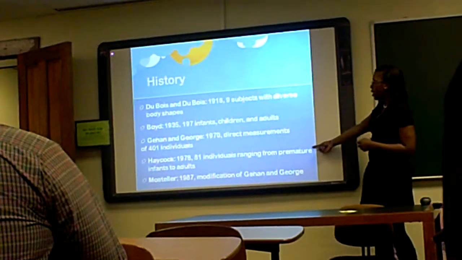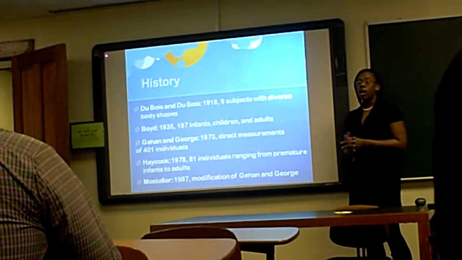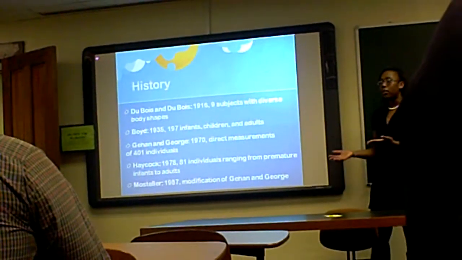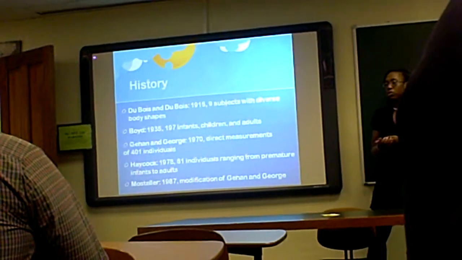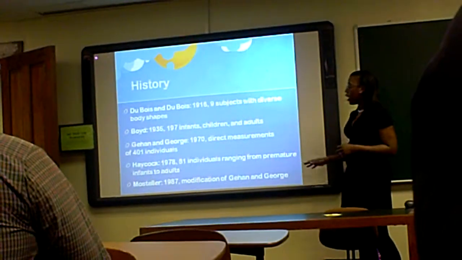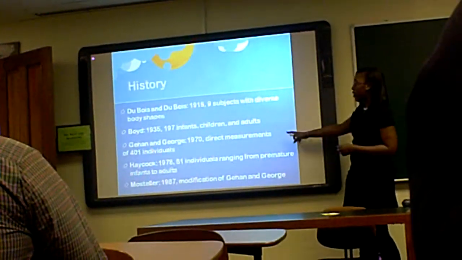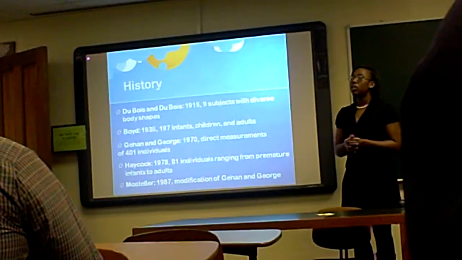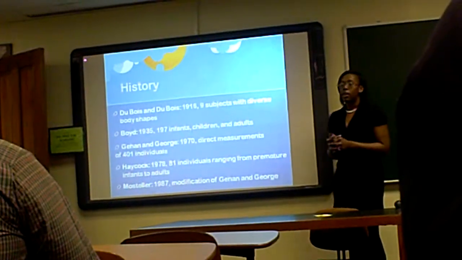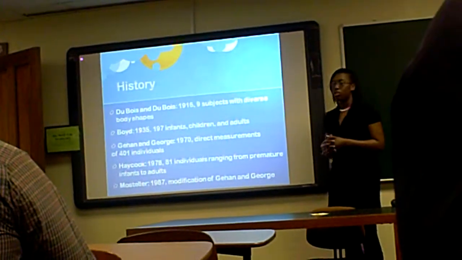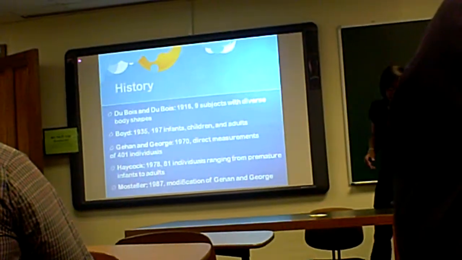Haycock in 1978 developed his formula from 81 individuals ranging from premature infants to adults, and his equation is most used for children weighing under 20 pounds. And lastly, Mosteller did not create his own equation. He modified the Behan and George equation, but his equation is mostly used for its simplicity, and it's been adopted by the Pharmacy and Therapeutics Committee of the Cross Cancer Institute in Canada.